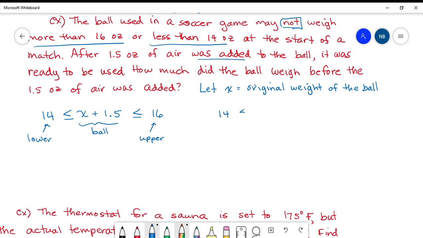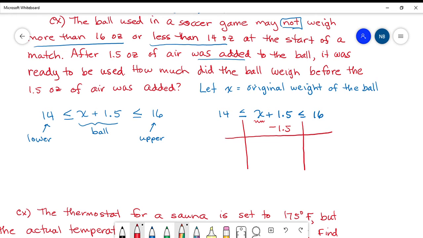It's a compound inequality, notice. Recopy that over here so I can work the problem. I'm going to draw lines and my inequalities. Remember, when you have more than one inequality, that means you have multiple parts to the problem. Our goal is to isolate x, so we need to move the 1.5. I'm going to subtract 1.5 because it makes a 0, leaving x by itself.